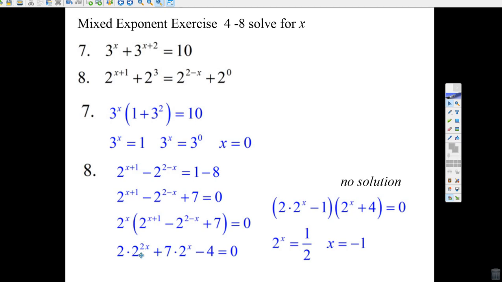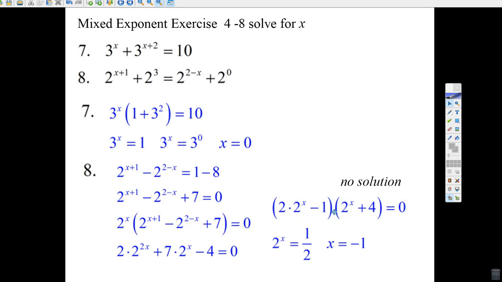Now, this is like 2x squared plus 7x minus 4. I put two brackets, and look at this. 2 times 2 to the x times 2 to the x, that gives me the first thing. Minus 4 times 1 gives me minus 4. And then watch this. 4 times 2 is 8, times 2 to the 2x, minus one of them is the 7, so it works perfectly.